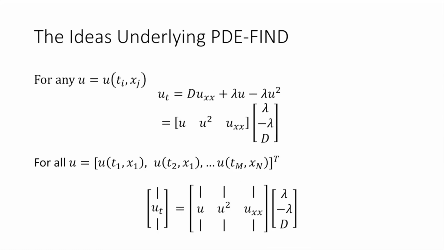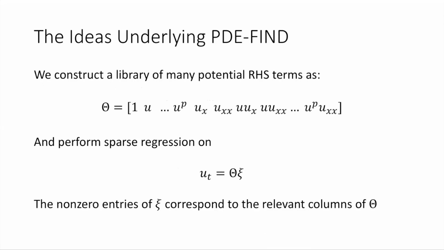Now, of course, we have no idea if our data actually satisfies the Fisher-Kolmogorov equation or not. So instead, if we have no idea what the true underlying equation is for our data, we may build a library of many potential right-hand side terms for the PDE model. We'll call that large library of potential terms theta. If we're focused on reaction diffusion equations, then we may include polynomials, derivatives, and cross terms between polynomials and derivatives in this library theta. For simplicity in this study, we'll keep p fixed at 2.